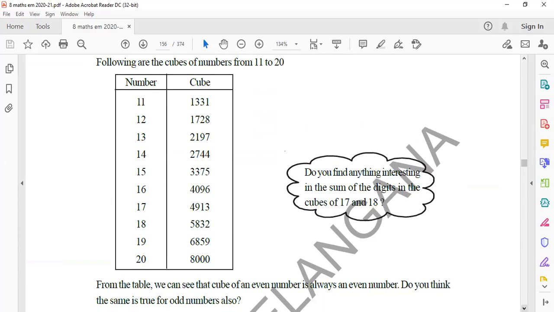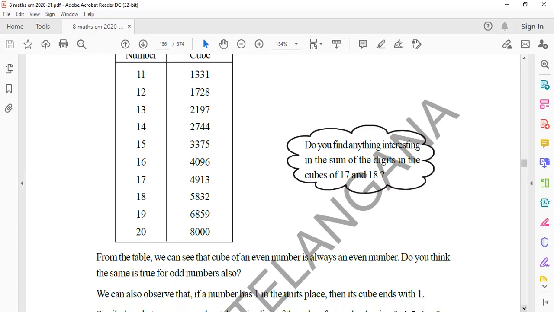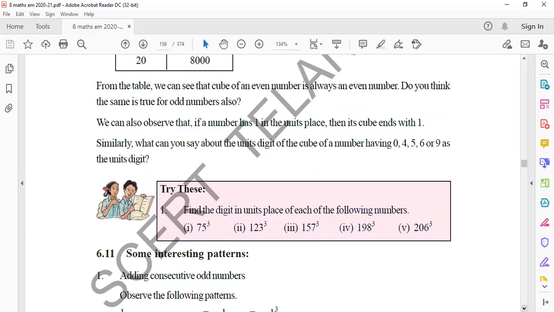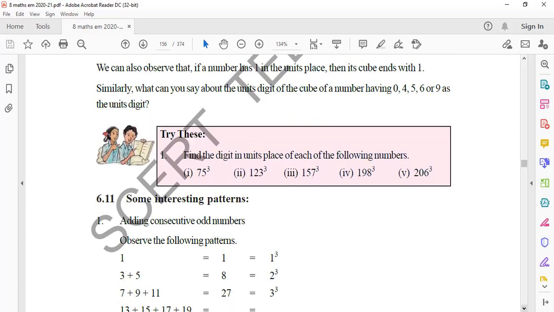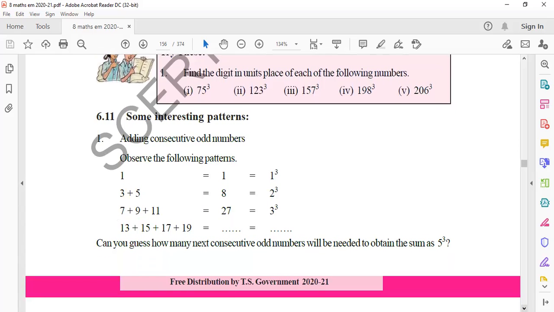This is 11 cube, 12 cube, 13 cube, 14 cube, 15 cube, up to 20 cube. If you feel 11 cube to 20 cube is a very big number, at least remember till 10 cube. It may be helpful to you when you're doing questions, in the simpler analysis we are going to see. This is the basic idea about it. Thank you.